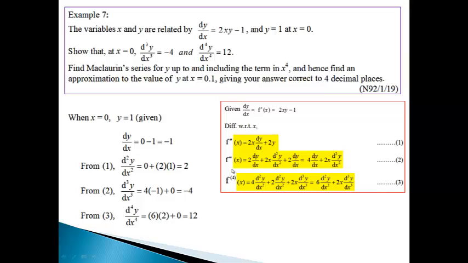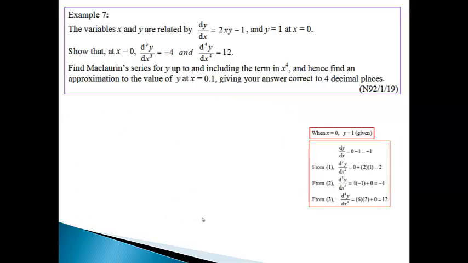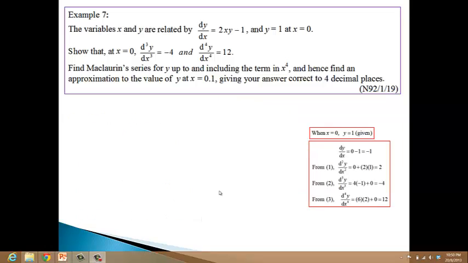Similarly, to find d³y/dx³, we're going to substitute the values of x, dy/dx, and d²y/dx². We'll eventually get d³y/dx³ equals negative 4. And last but not least, with the same process, we'll find that d⁴y/dx⁴ equals 12, at x equals 0.